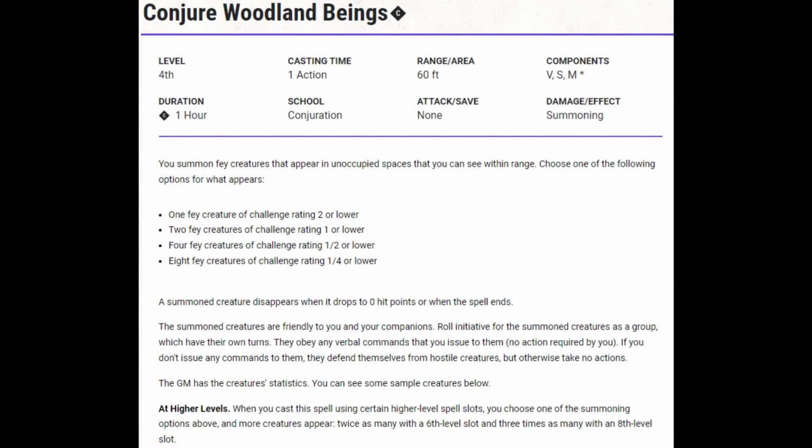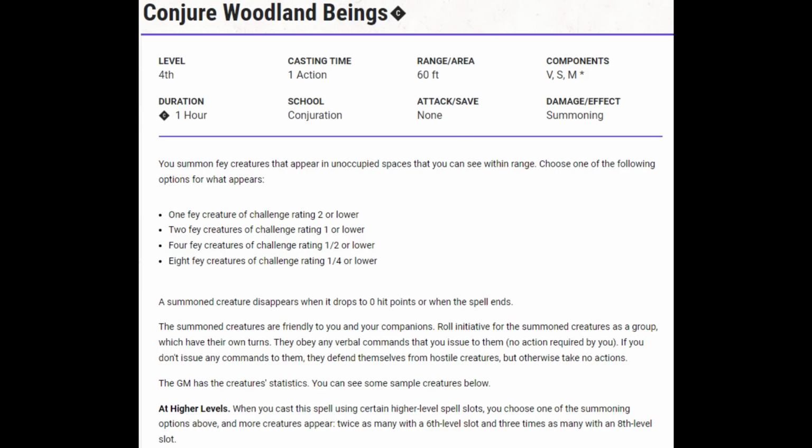So this is a 4th level spell with a duration of up to 1 hour using your concentration. You summon fey creatures that appear in unoccupied spaces that you can see within range. Choose one of the following options for what appears: 1 fey creature of challenge rating 2 or lower, 2 fey creatures of challenge rating 1 or lower, 4 fey creatures of challenge rating 1/2 or lower, or 8 fey creatures of challenge rating 1/4 or lower. A summoned creature disappears when it drops to 0 hit points or when the spell ends.